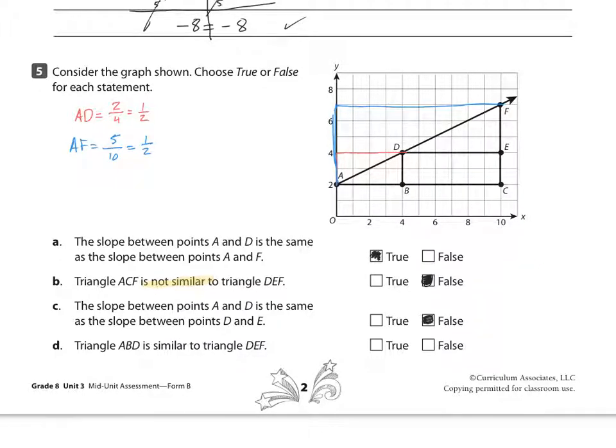And the next part says triangle ABD is similar to triangle DEF. So we know that the slope of this part and the slope of this part is the same. The slope of this part, the slope of this part is the same. And this part is going to be proportional to this part. So this is going to be true. They are similar. Don't worry too much about this question. This question is only worth 1 point.